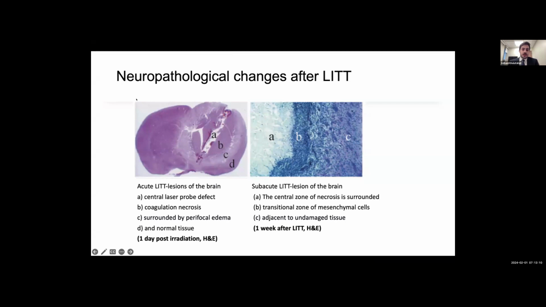So I want to give this is a cut on one of the brain tissues that actually received LITT, and you can see here on the left, this is the acute effect. You can see that A, this is the central laser probe defect. You can see in B, this is the coagulation necrosis that happens, and then the perifocal edema around that, and then the normal tissue. And then in 1 week afterwards, when we look at this tissue, you can see the central zone being necrosed. You can see the transitional zone of mesenchymal cells, and you can see adjacent to that the undamaged tissue.